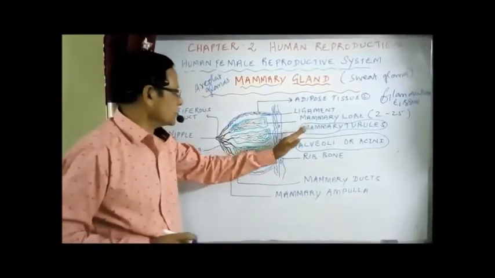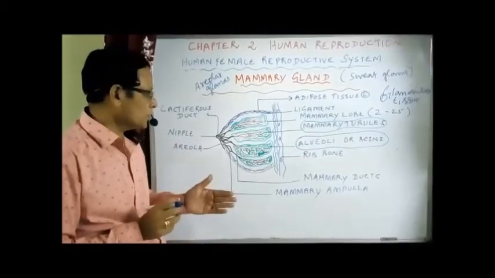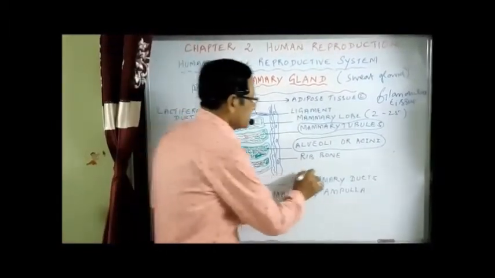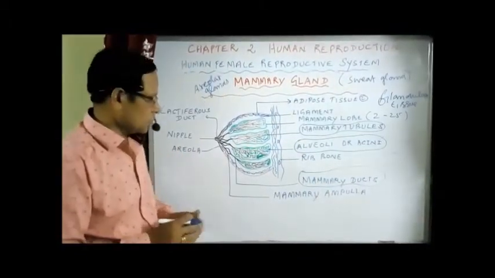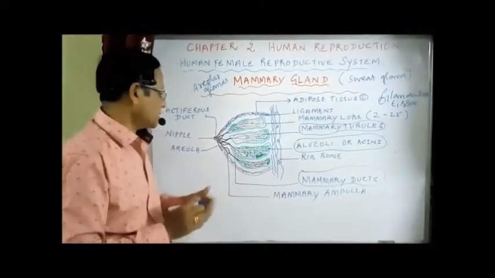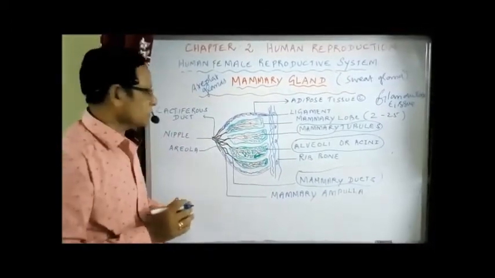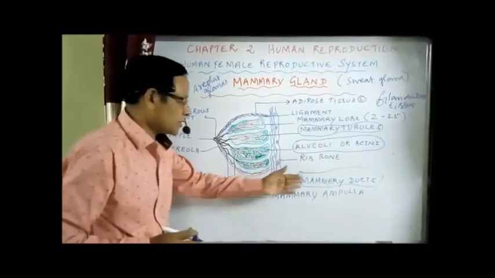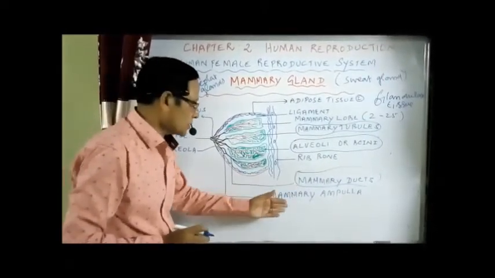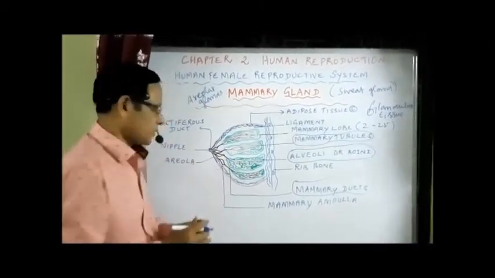The mammary tubules of each lobe join together to form what is known as a mammary duct. The mammary duct leads into a wider mammary ampulla. You see the red colored one is the mammary tubules. They join together to form the black colored ones, the mammary ducts. The mammary ducts join together to form a wider mammary ampulla. The swollen region is called the ampulla.